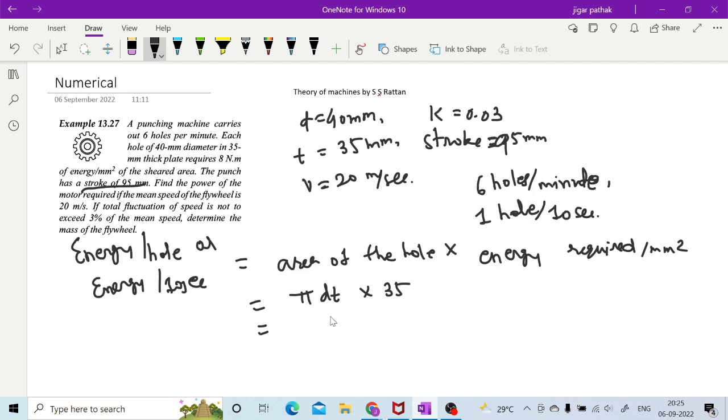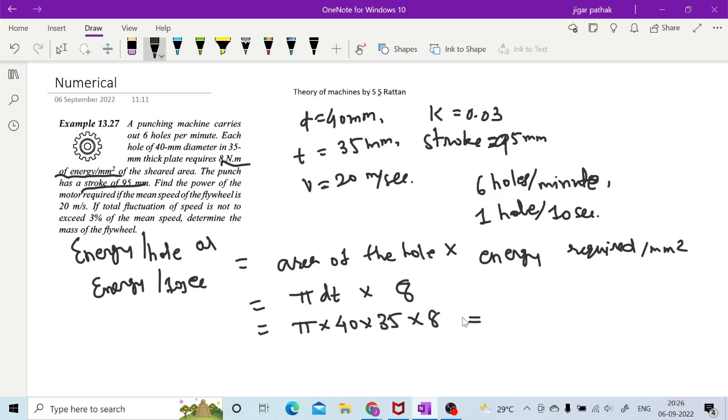Sorry, here it is 8, not 35. 8 Newton meter of energy per mm square. 35 mm is the thickness. This 8 Newton meter is provided here, per mm square of sheared area, and the area being sheared is given as pi into diameter 40 into thickness 35 into 8, which will give you, can you answer this?